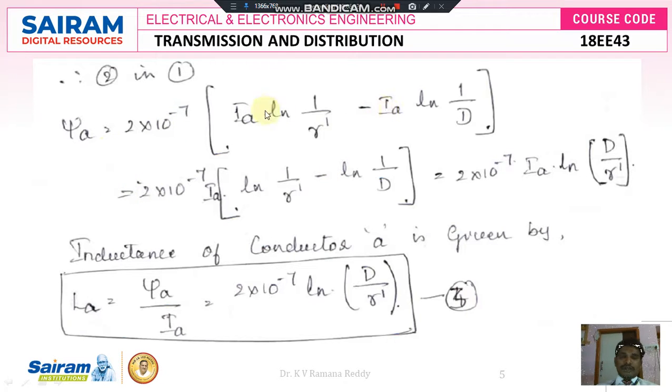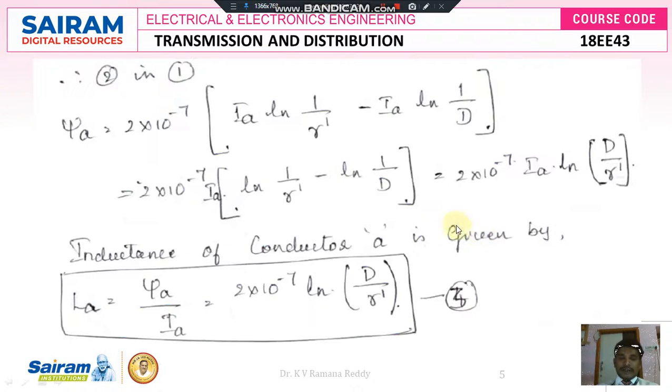Here I take that IA in this equation. If I take this IA and this IA common to the left hand side, then the equation becomes IA is equal to 2 into 10 to the power minus 7 into IA into Ln of 1 by R dash minus Ln of 1 by D. This is log A minus log B, log of A by B, so I can write 2 into 10 to the power minus 7 into IA into Ln of D by R dash. So this is the inductance of conductor A.